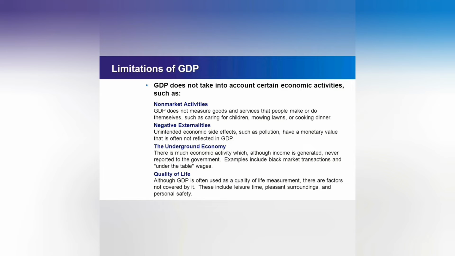Third one is the underground economy. There are many economic activities which, although income is generated, are never reported to the government. Examples include black market transactions and under the table wages. Next, quality of life. Although GDP is often used as a quality of life measurement, there are factors not covered by it. These include leisure time, pleasant surroundings, and personal safety. These are some limitations of the GDP.